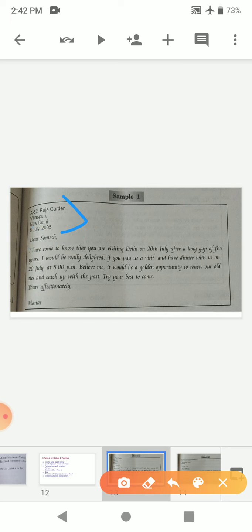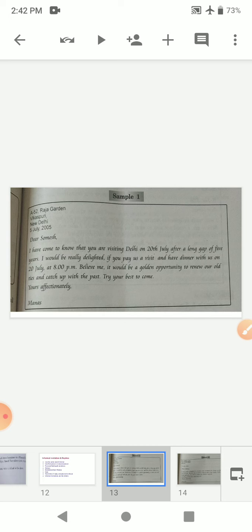Then the first person is being used here: I have come to know. We do not use first person in formal invitation, we use third person there. So just keep in mind, in this informal situation we use first person. I have come to know that you are visiting Delhi.